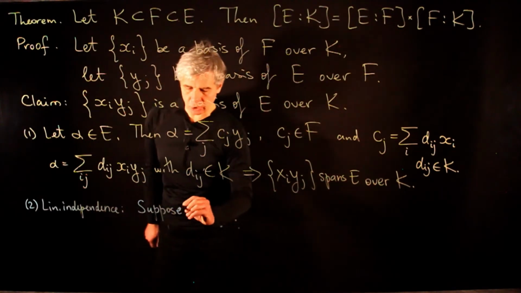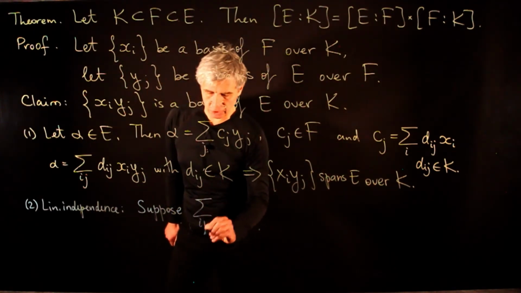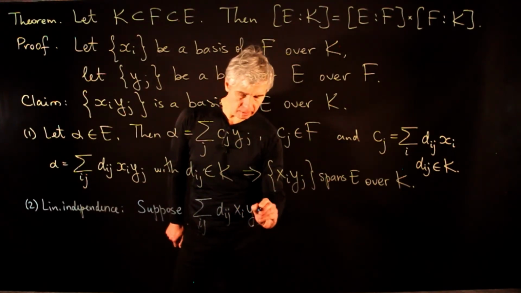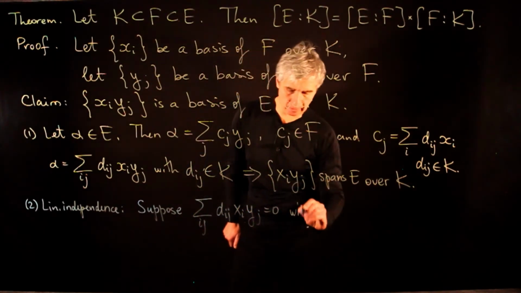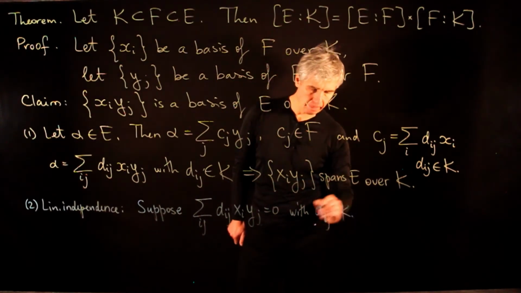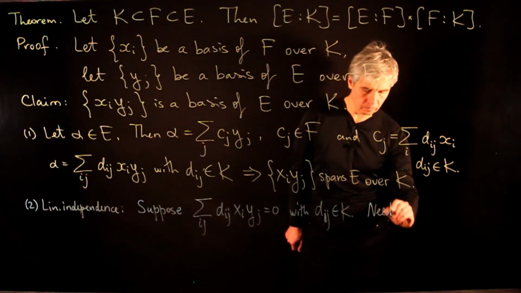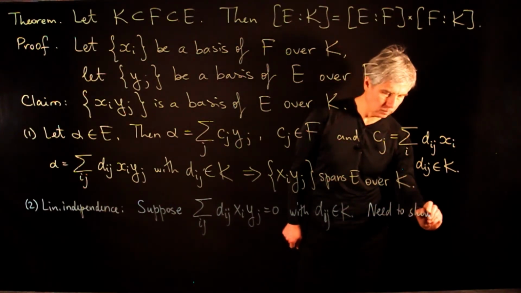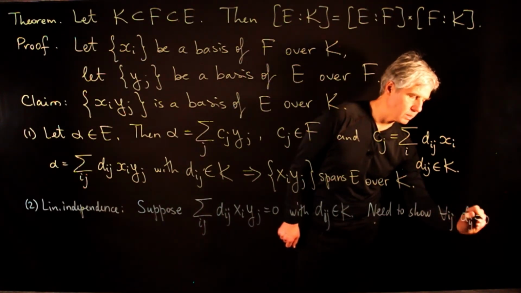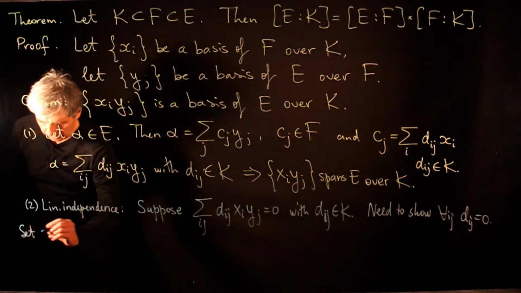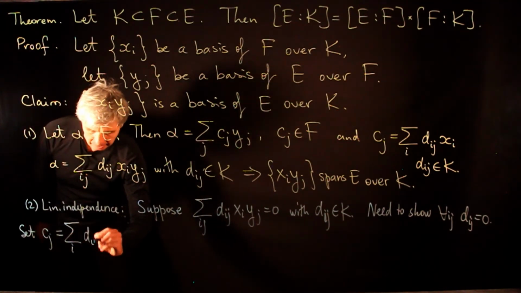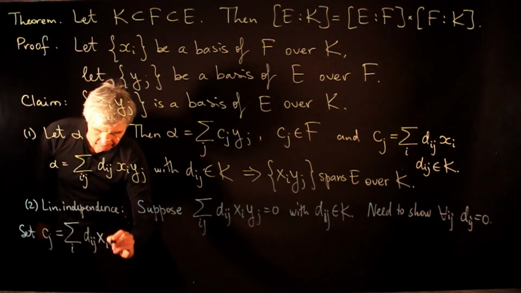Suppose a linear combination, so the sum over i,j of dij xi yj, is equal to 0, with dij's in K. So we need to show that for all i and j, dij are equal to 0. Let us set cj to be the sum over i of dij times xi.